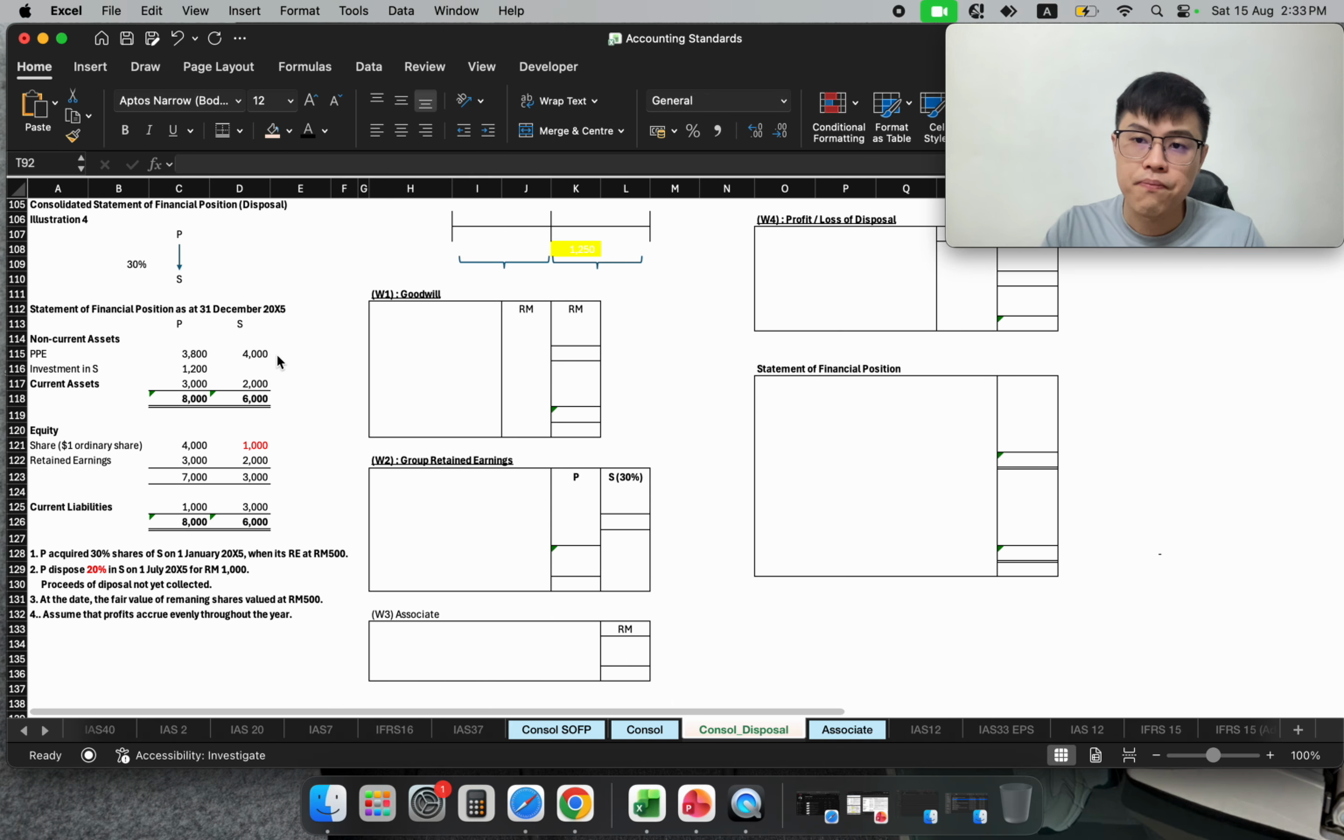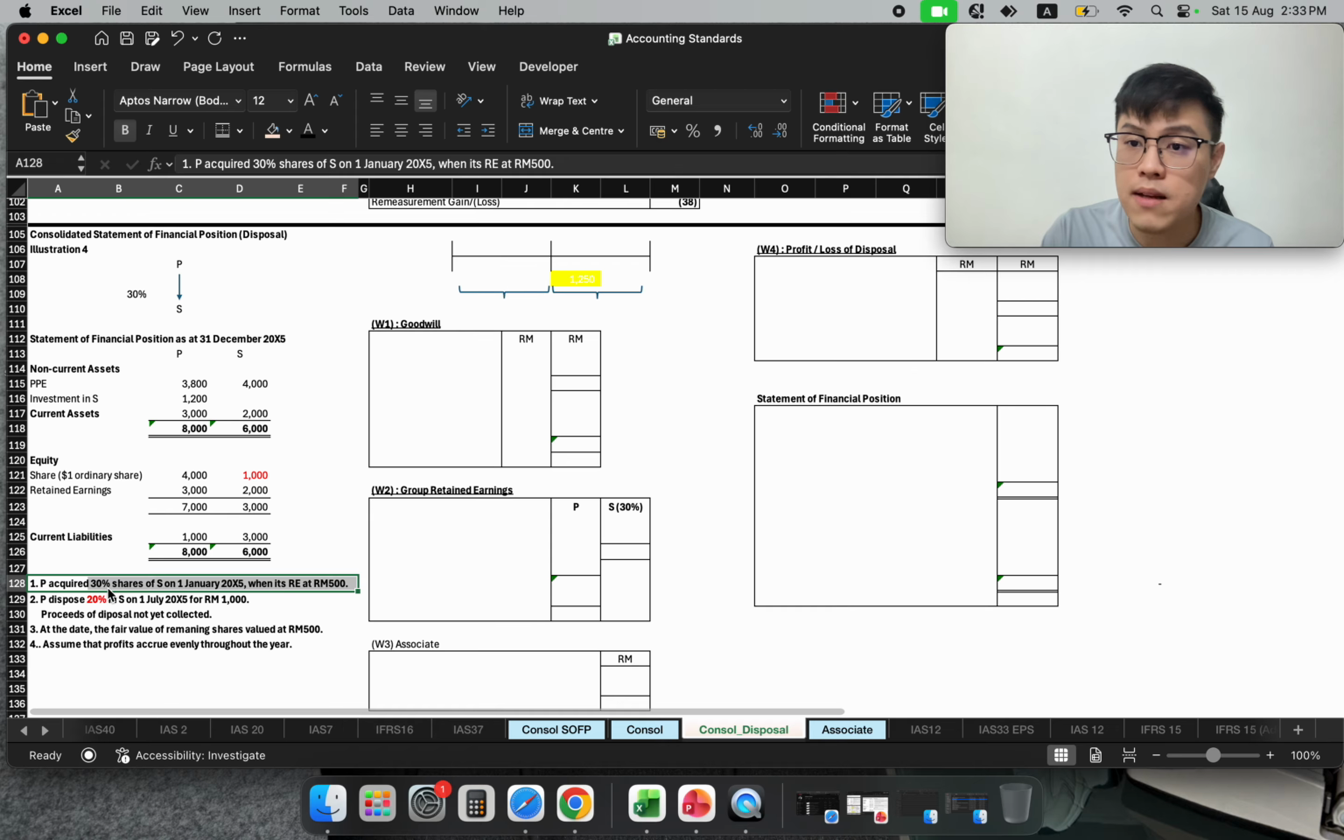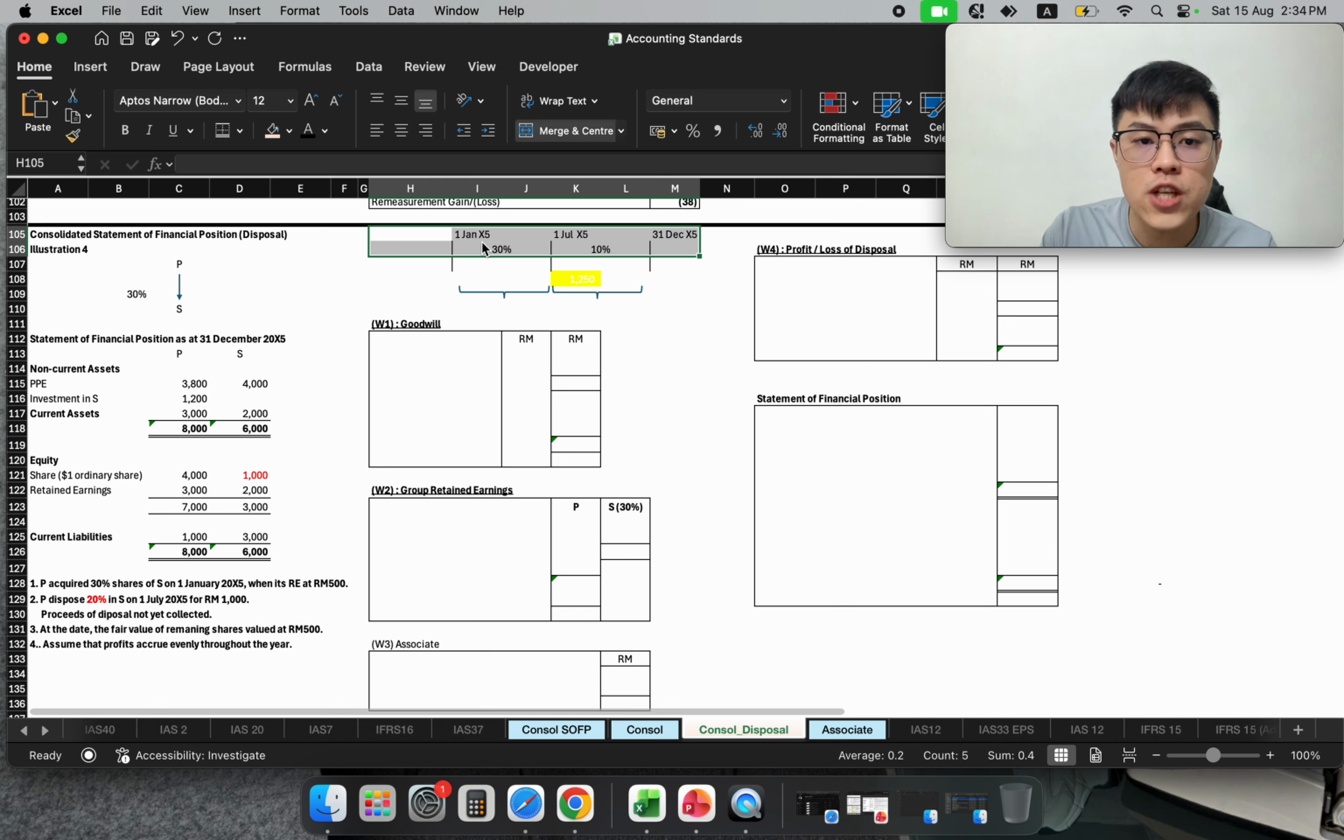This is very interesting because we don't lose control, but we lose significant influence, going from associate to investment. So our P and S is currently an associate, and we acquire on the same date just 30%, dispose 20%. So meaning to say, from associate to normal investment. How are we going to account for that? Technically, this is more straightforward. If you look at 1st January, we have 30% and we dispose 20%, we will still have 10%.